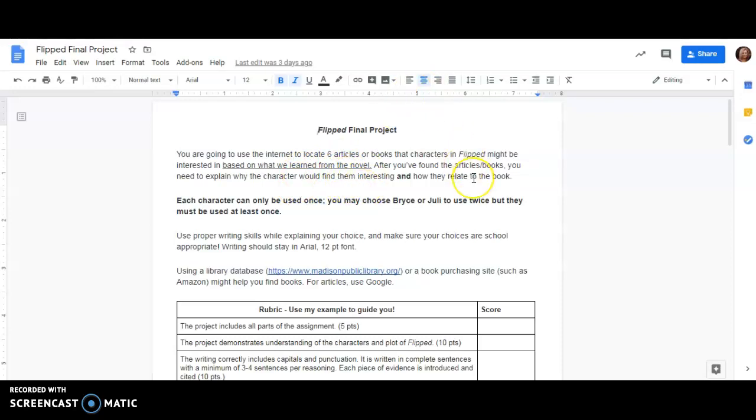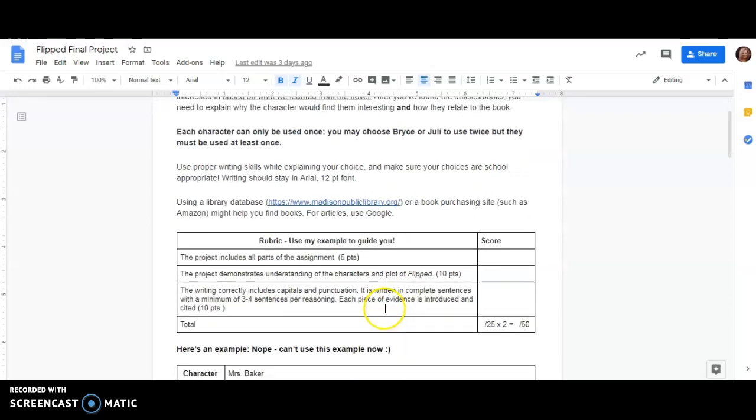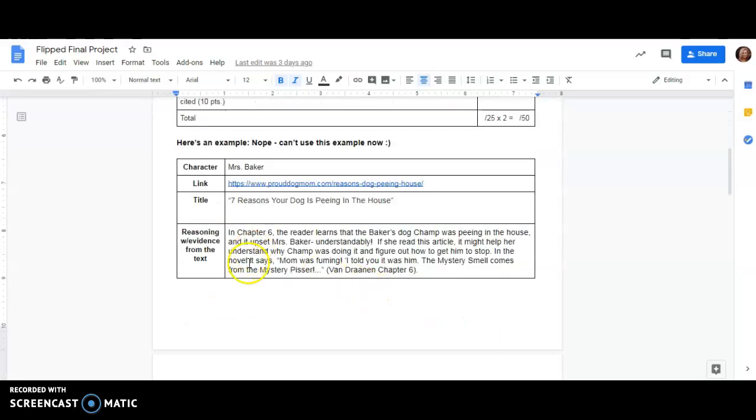So after you found the articles and books, you need to explain why the character would find them interesting and how they actually relate to the book. I'm going to have you go through these directions on your own because that's pretty self-explanatory, okay? This you can use, you don't have to use. I used Google, I didn't use this, but that's just an option in there for you. Okay, so let's go to the example of how it's done.